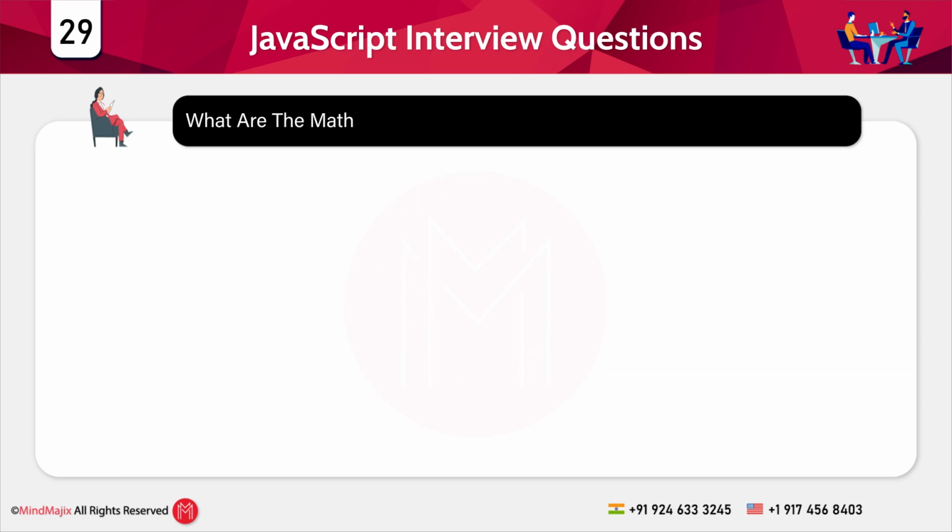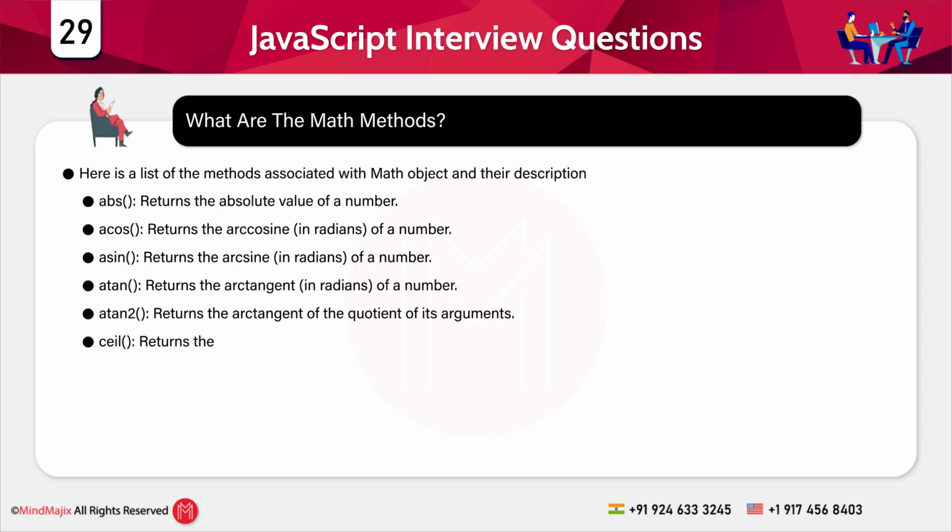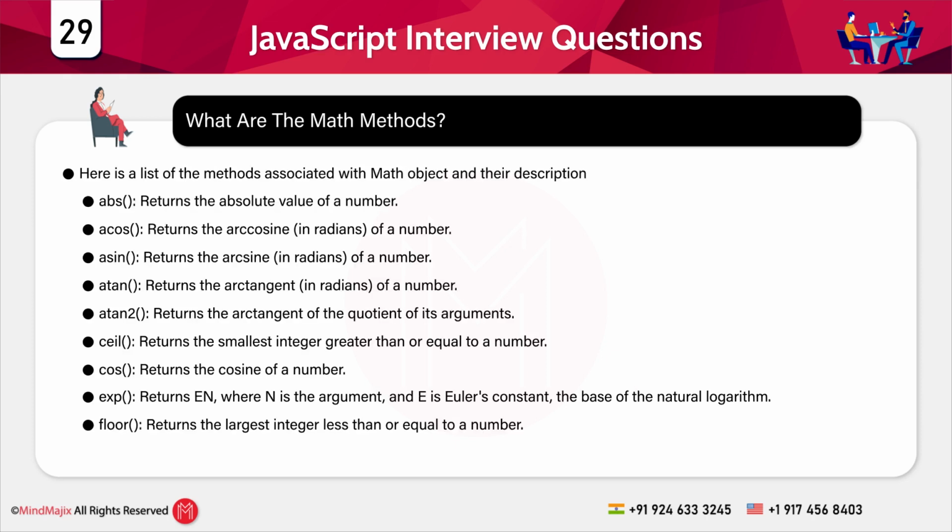Now what are the math methods? So abs returns the absolute value of a number. acos returns the arccosine in radians of a number. asin returns the arcsine value. atan returns the arctangent value, atan2. Then ceil returns the smallest integer greater than or equal to a number. cos returns the cosine of a number.